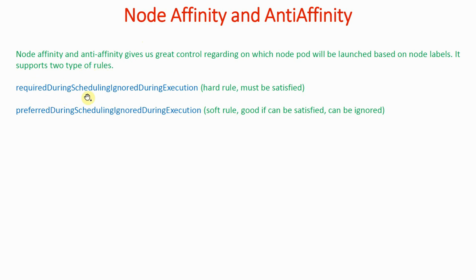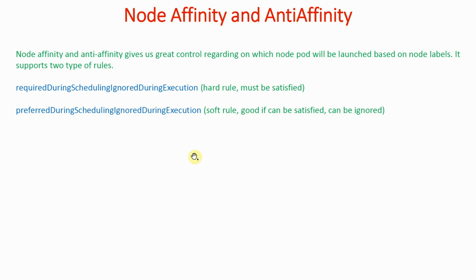One is required during scheduling, ignored during execution. This is a hard rule. That means it must be satisfied because the required term is there. Then we have another rule, preferred during scheduling, ignored during execution. This is a soft rule, good if it can be satisfied but can be ignored.